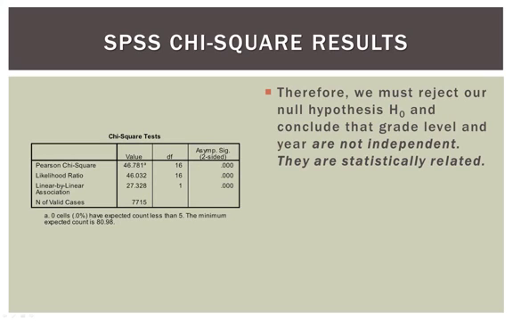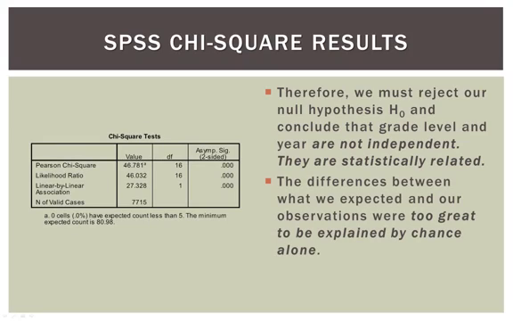Because it is significant, we must reject our null hypothesis and conclude that grade level and year are not independent. Because remember, the chi-square is just determining whether these 2 variables are independent. We're not making any subjective conclusions about what that relationship is or anything. We're just saying they're not statistically independent. So what we can say is the difference between what we expected and our observations were just too great to be explained by chance alone.